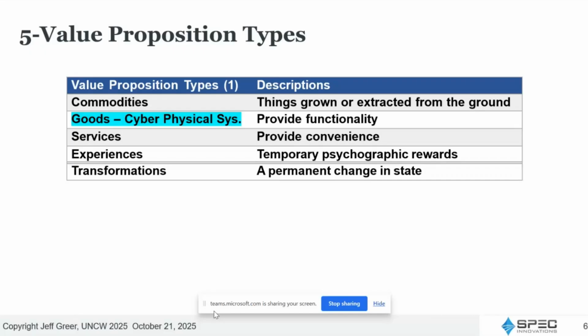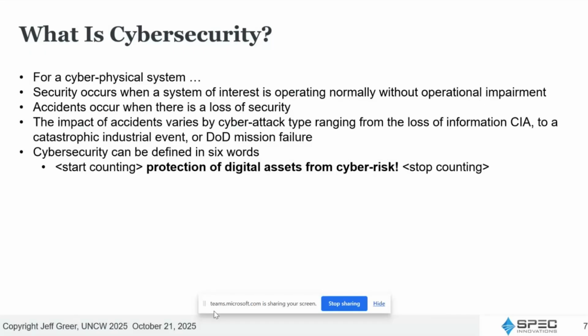So the main thing here is these are all, there's either digital technology involved with the value proposition or in its production. So what is cybersecurity? If we think of a cyber physical system, security occurs when a system of interest is operating normally without operational impairment. Accidents occur when there is a loss of security. The impact of accidents varies by cyber attack type, ranging from the loss of information, CIA, confidentiality, integrity, and availability, to a catastrophic industrial event or a DoD mission failure.